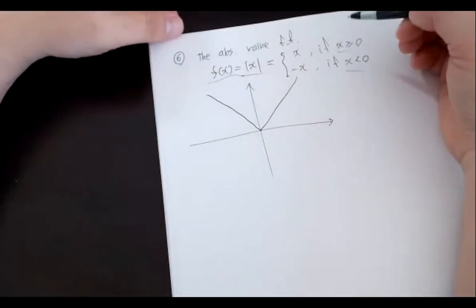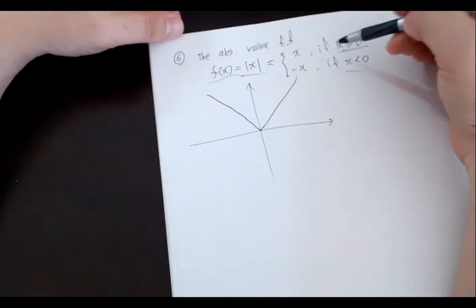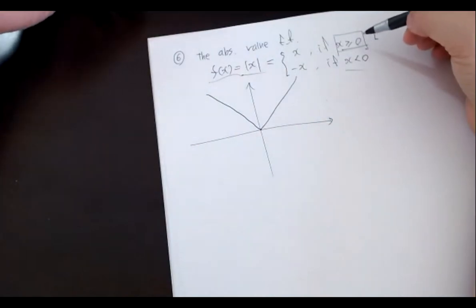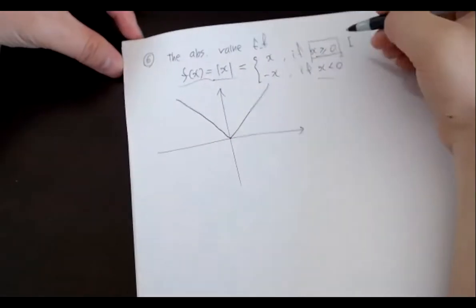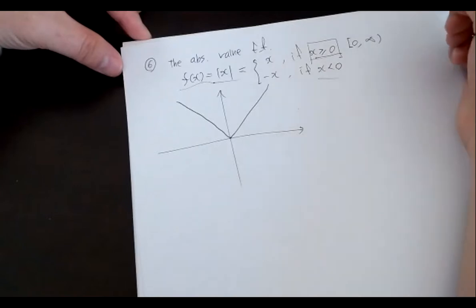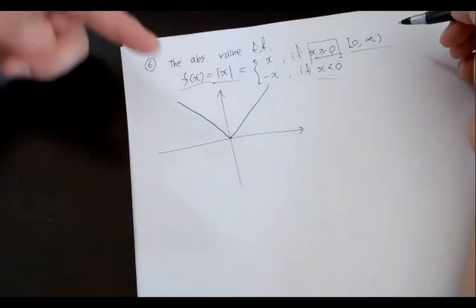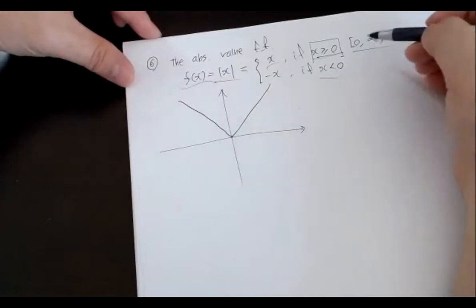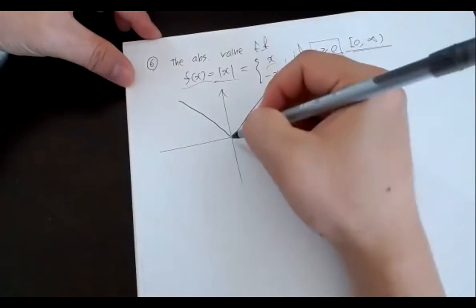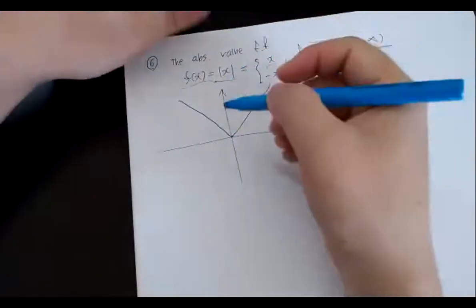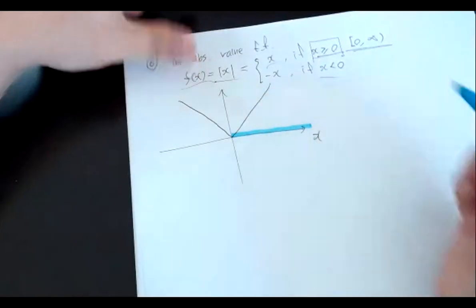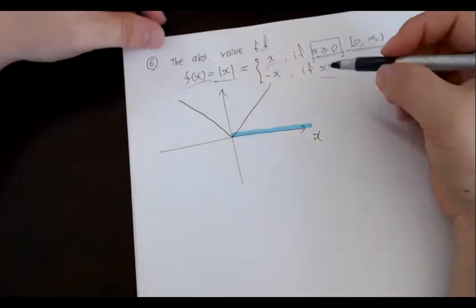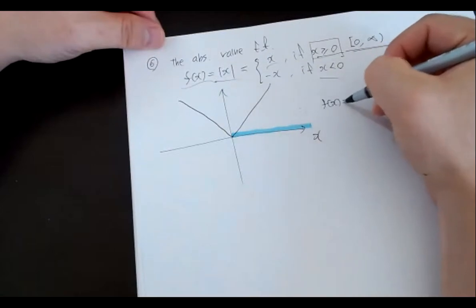So if x is greater than or equal to 0, what does that mean? Expressing this inequality in interval notation, we get 0 to infinity, right? So on this interval on the x-axis, f of x is defined by x. Okay, so 0 to infinity is this. You see that? On that interval, the function definition is f of x equals x.